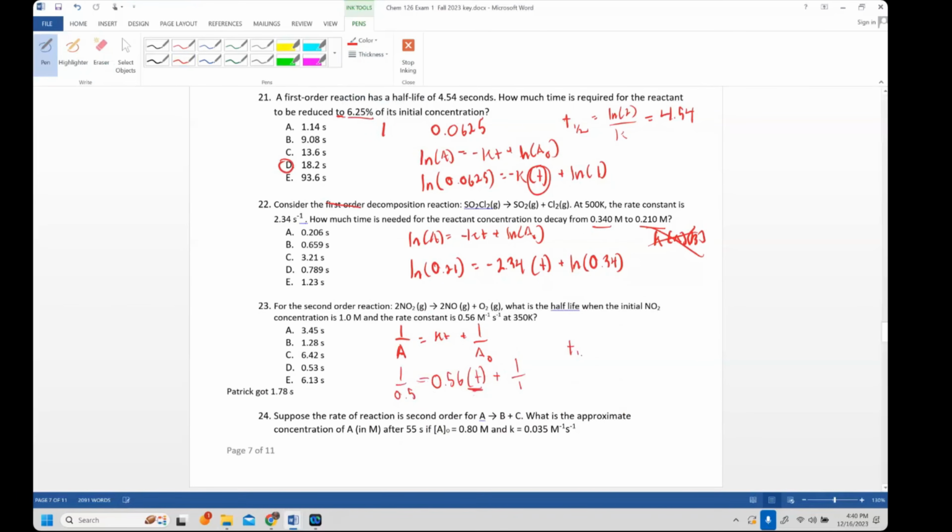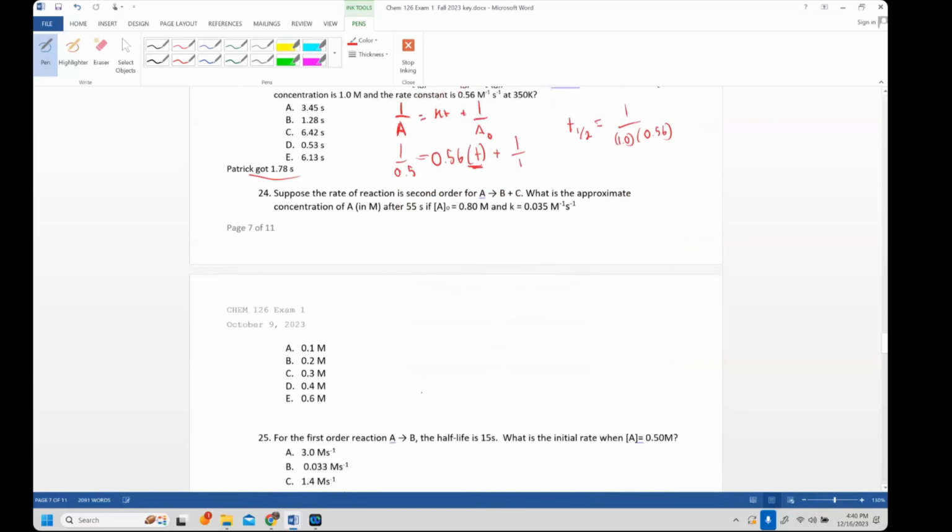The other way to do it is if you memorize your half-lives for zero, first, and second order, this simply becomes 1 over A0 times k. So A0 is 1.0, and k is 0.56. Both should be equal, and you should get the same answer. So it's basically 1 divided by 0.56. That's like 1.78. So yep, that's why I got 1.78.